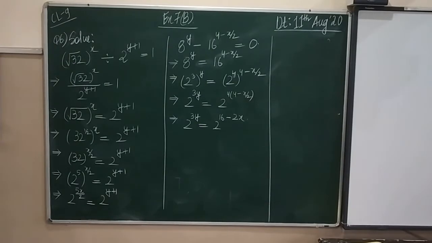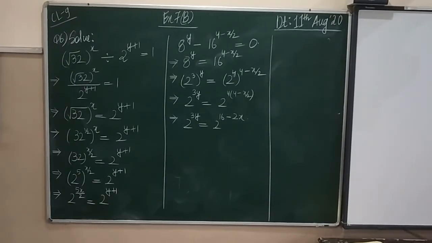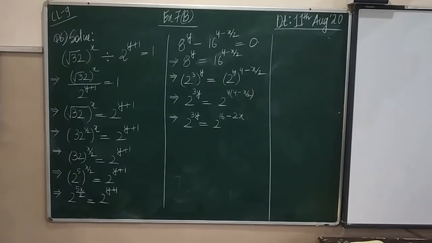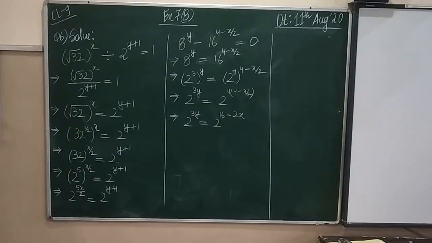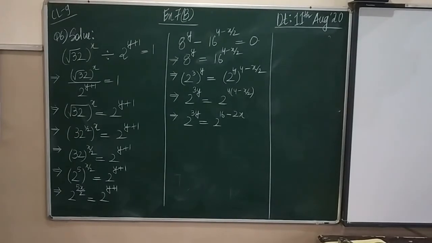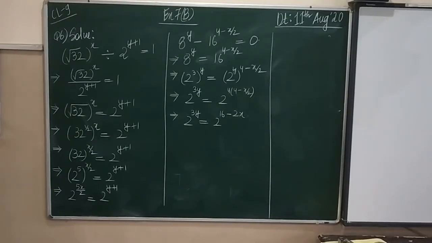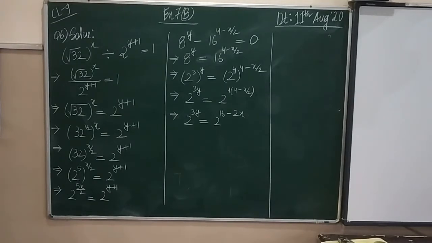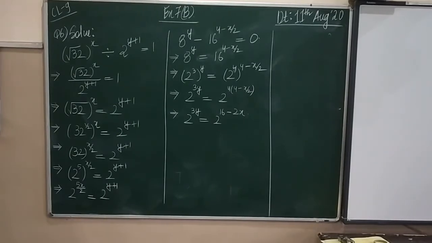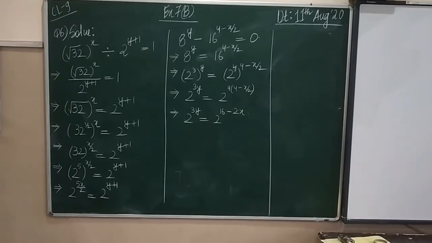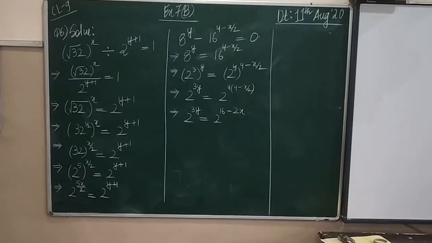Now question number 6, it's a bit lengthy question. Let us understand the question first, okay? So there are two equations given to us out here. The first equation is root 32 to the power x divided by 2 to the power y plus 1, which is equal to 1. The other one is 8 to the power y minus 16 to the power 4 minus x by 2, which is equal to 0. Now the question is to solve. To solve means to find the value for x and y, right?